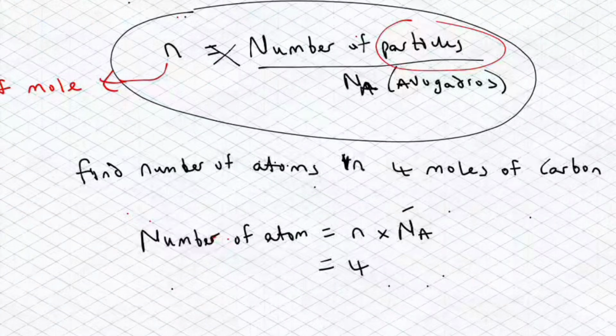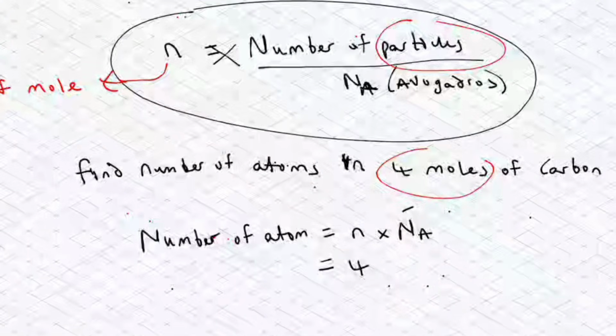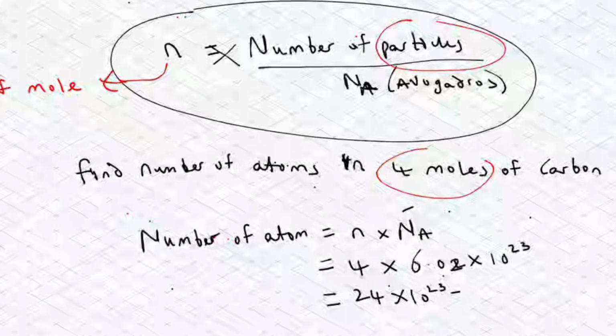Our number of mole here is 4. So 4 times our Avogadro's number, which is 6.02 times 10 to the power 23, which is equal to 24 times 10 to the power 23, is equal to 2.4 times 10 to the power 24. So it's as easy as that. I hope you guys understand. 4 times 6.02 times 10 to the power 23 is equal to 24.